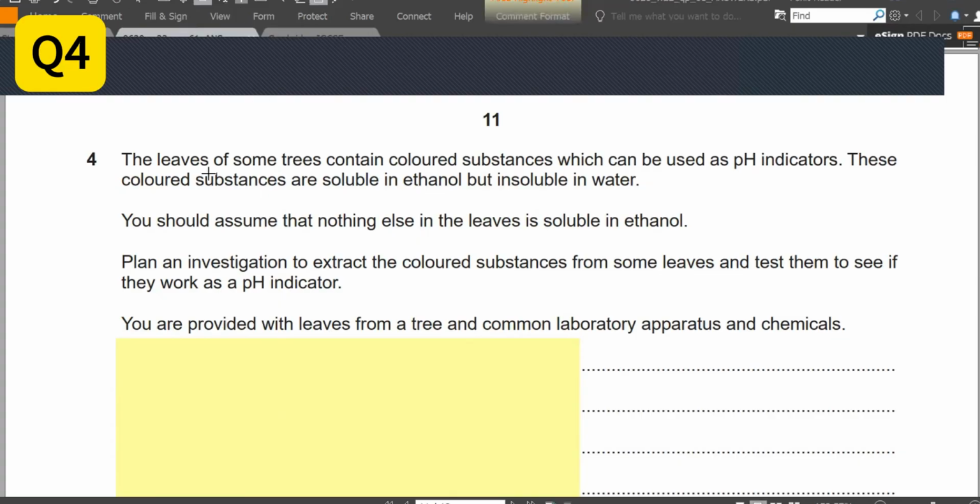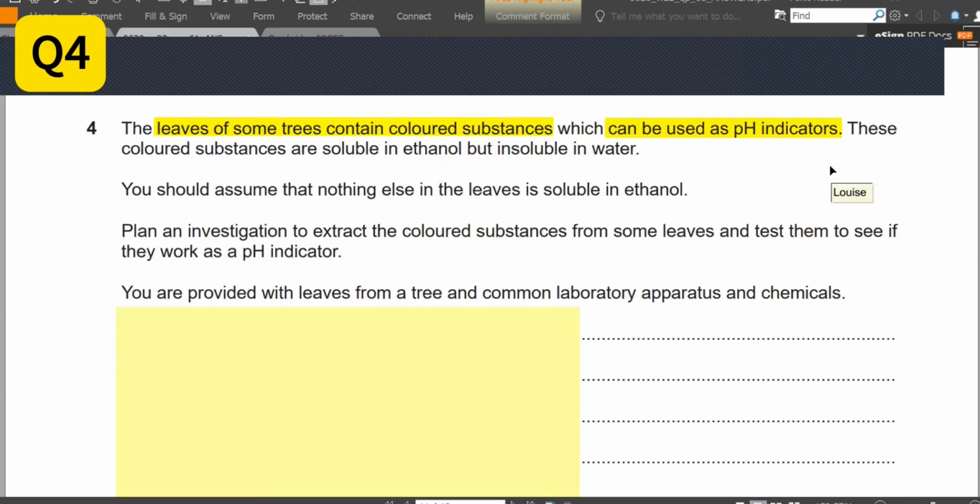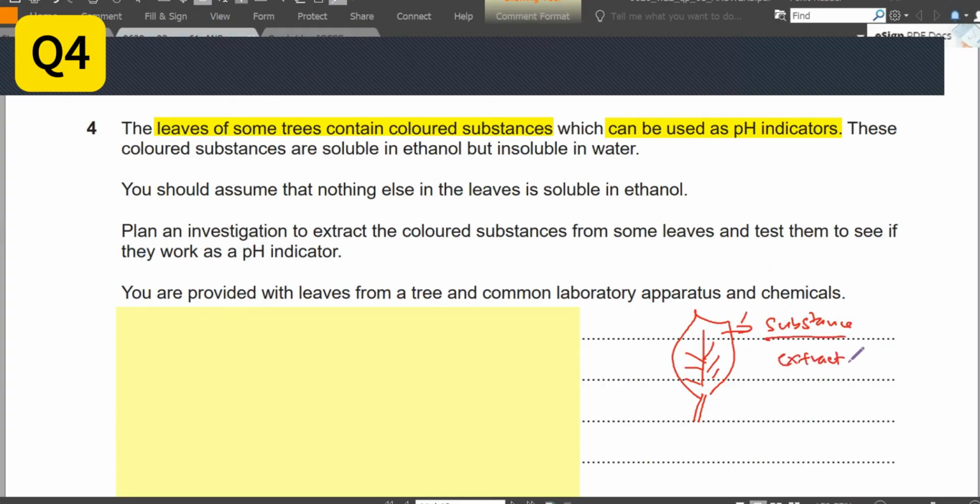Take a look. Leaves of some trees contain colored substances which can be used as pH indicators. So essentially, what we want to do, we have the leaves. Inside the leaves, we have some substance. We need to extract. So essentially, we are doing extraction here.